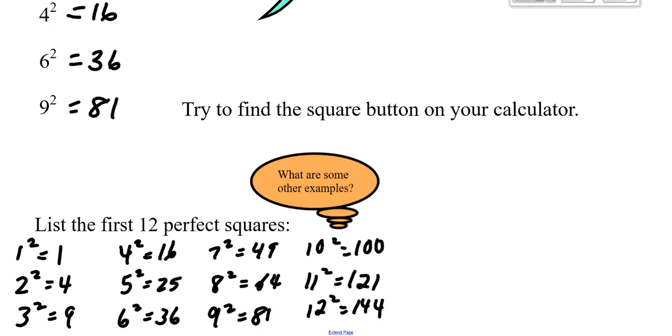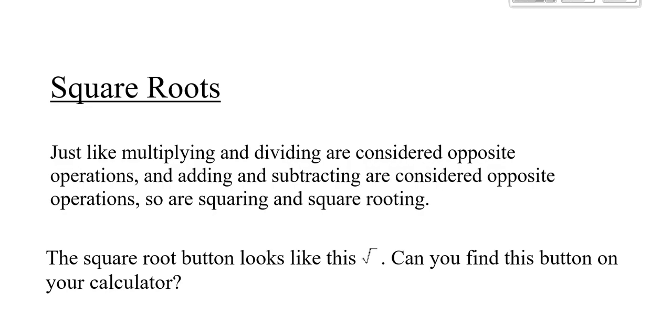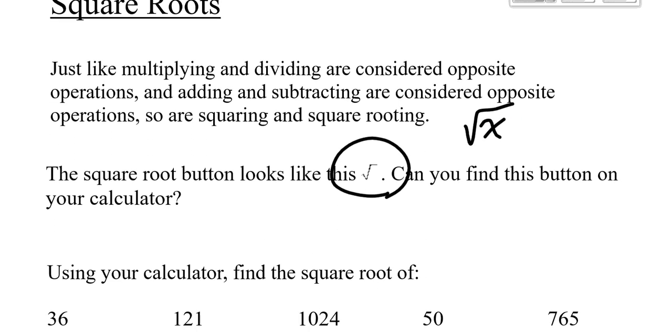Now the opposite of squaring is square rooting. Just like the opposite of adding is subtracting and the opposite of multiplying is dividing, the opposite of squaring something is square rooting it. And you're going to be looking on your calculator for a button that looks something like that. It might have a letter in it. So it might look like that, but that's what you're looking for, and that's called the square root symbol.